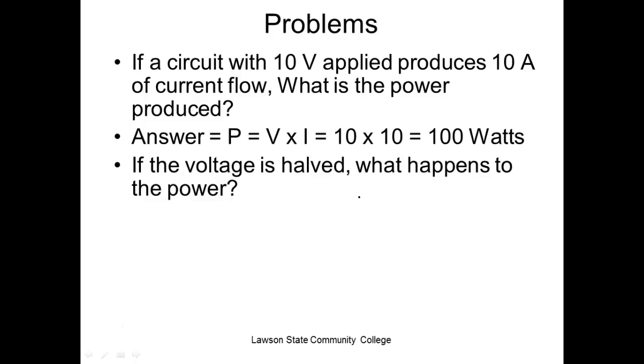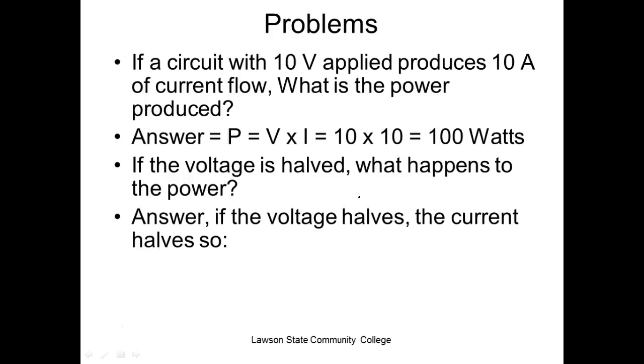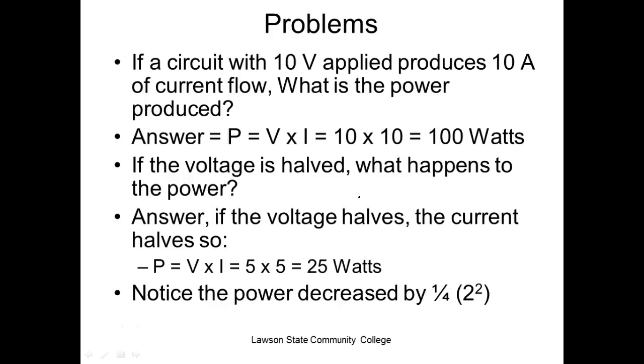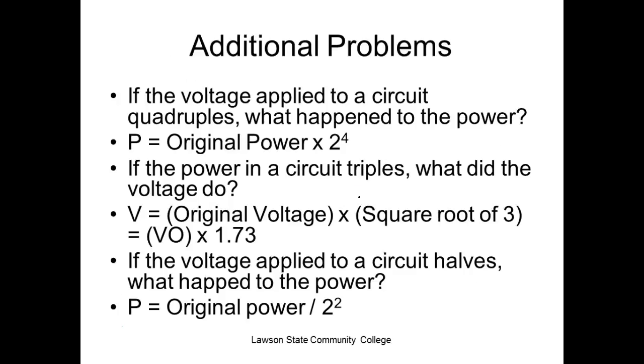If the voltage is half, what happens to the power? It dropped down to 25 watts, right? You know what I'm saying? So it would drop down by a factor of 4, and that's why the light won't even come on. You got a 100-watt light bulb, and you put 25 watts on it, it's not going to do anything, right? Also, if the voltage halves, the current halves, so the power dropped down to 25 watts. Notice that the power decreased by 1/4.